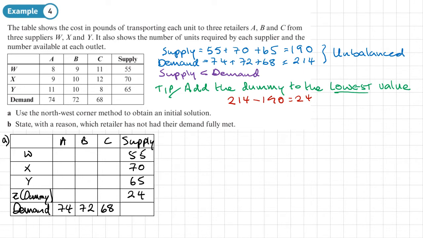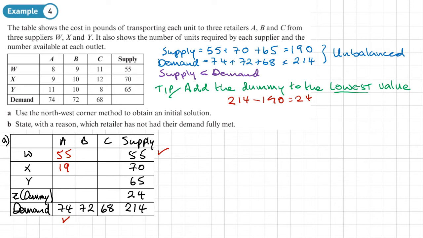So now it becomes a balanced problem. Both the rows and columns add up to 214. So now I can do the northwest corner method. Starting in the northwest corner up here, A needs 74. Well, they can't get all 74 from supply W, so they can get 55 from supply W. So supply W is used up, they're happy. They then need to go to the next supplier and get another 19, I believe, from that supplier. So we'll put down they can get 19 from there. So that means depot or retailer A is now happy, and supplier W is happy.